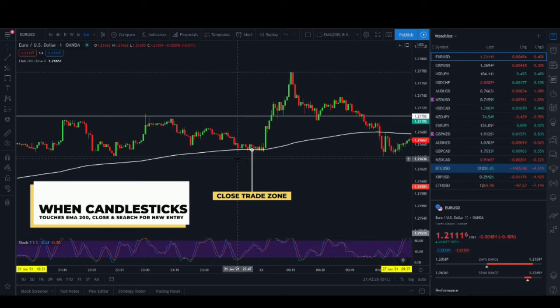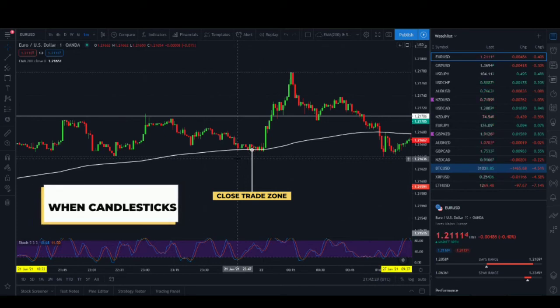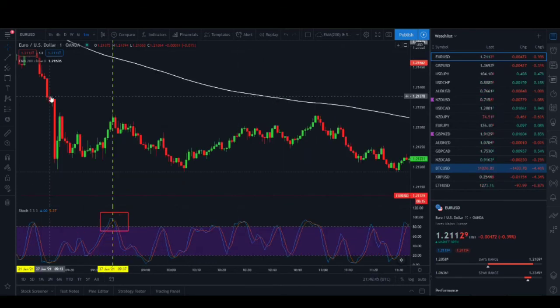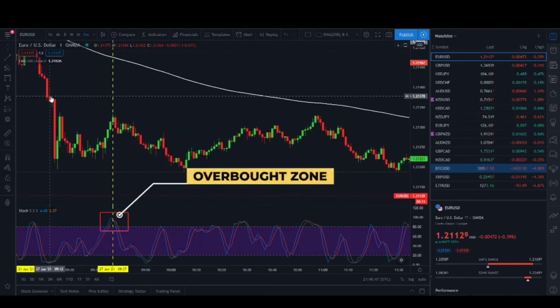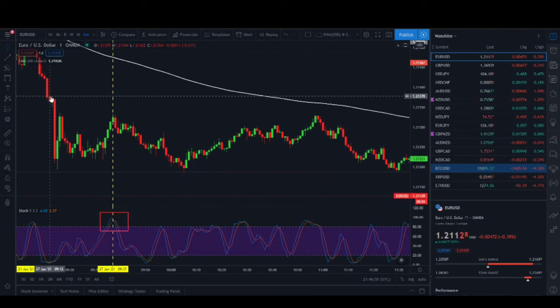Look into your stochastic for a crossover as confirmation to enter your trade. Let's take a look at a sell example as well on the USD 1 minute time frame. As you can see, a crossover of the stochastic occurred in the top zone, indicating an overbought market, and our candlesticks are below the 200 exponential moving average. So what it means is that we are looking for a sell trade.